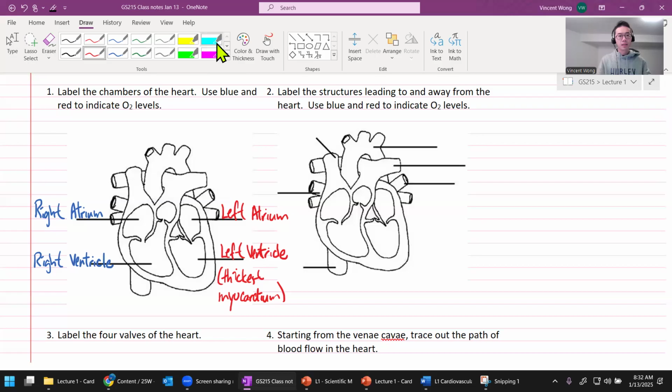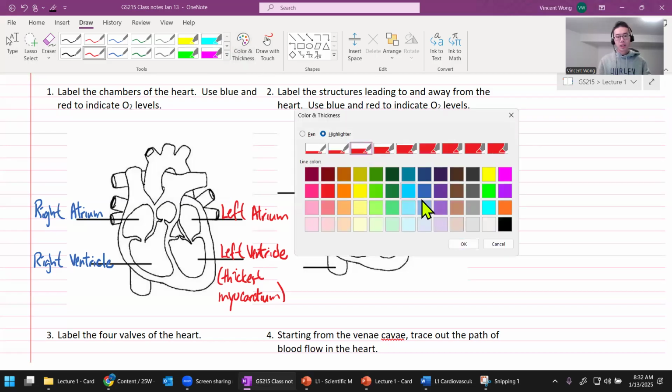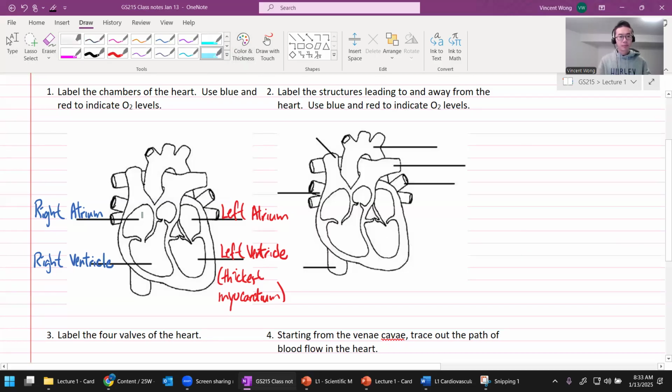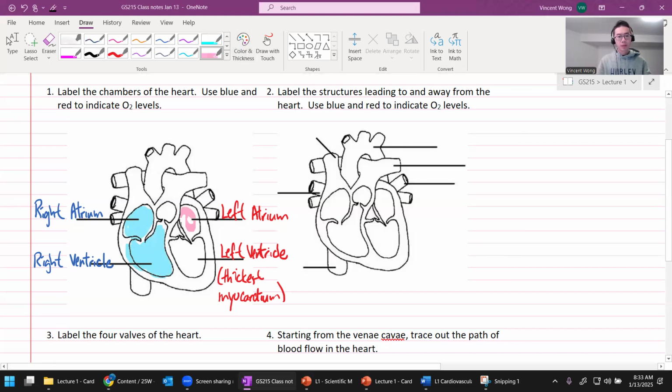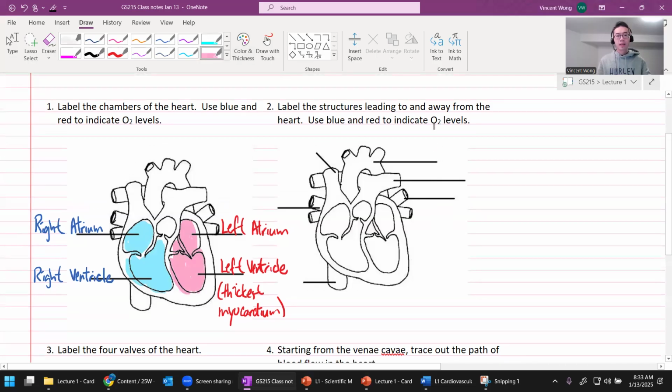That's pretty much it. If you like, you can color them blue on the left, okay, for oxygen poor, and pink on the right, on the left rather, sorry, for oxygen rich. All right, next here we have another diagram.